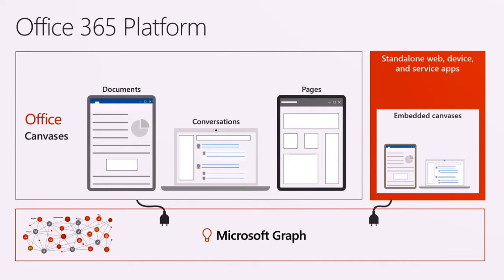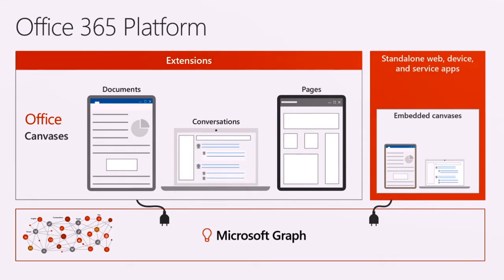Some of those canvases we also take and make available to be embedded in your own application. So if you want to take a Skype for Business voice, video, IM conversation, and you want to embed it in your own application, we have the Skype for Business SDKs to do that. If you want to take the best-in-class authoring experiences for Word, Excel, PowerPoint documents, you can embed them in your own application through the Cloud Storage Partner Program. So we have ways to take some of our canvases and embed them in your own application so you can make them a part of your custom business process.